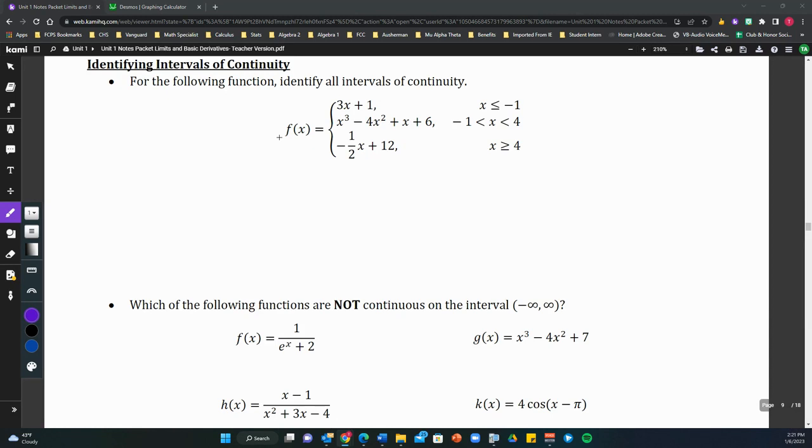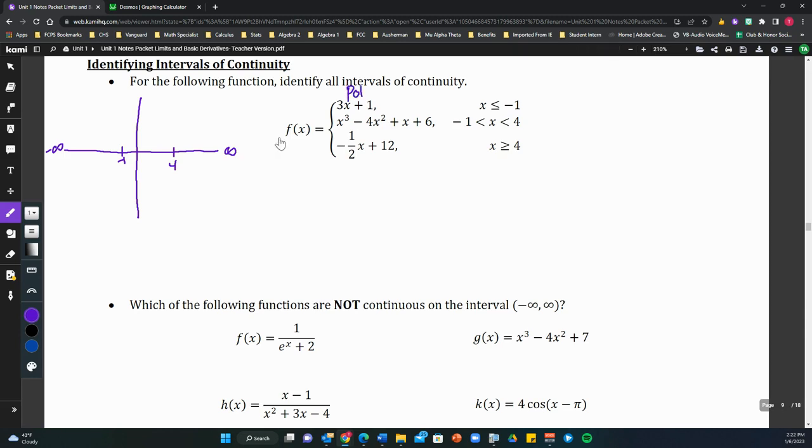For this first one, we're going to take this piecewise function and identify all the intervals for which it is continuous. Remember the idea of a piecewise function, we've got 3 pieces of different functions. We're taking the entire interval from negative infinity to infinity and breaking it up into 3 pieces. We have a transition at x equals -1 and a transition at x equals 4. Those are our 3 subintervals. The first piece is a linear function, the second piece is some part of a cubic graph, and the third piece is another linear function.